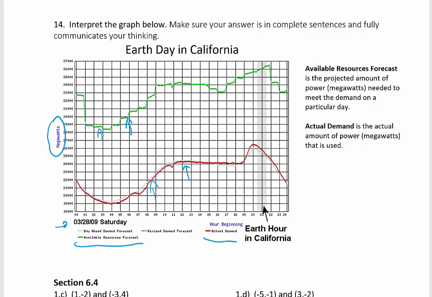So now we want to interpret this graph, and so that's what we want to say is that since it's Earth Day, people are conserving energy and trying to do a better job with the resources available, and you can see how much energy can be saved when people are conscientious about it. That's the graph here. So that's what you would want to write out in your full sentence here, is that Earth Day in California, people are being responsible, and the actual demand for electricity is much lower than the normal forecasted level of energy used on a given day in March, towards the end of March.